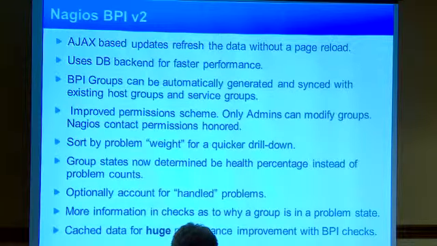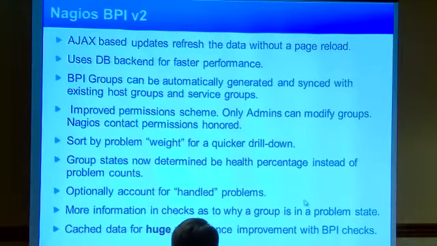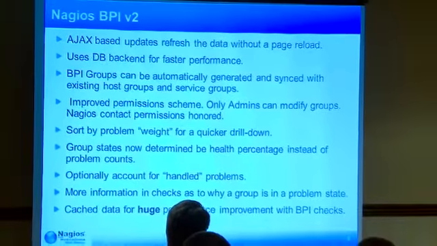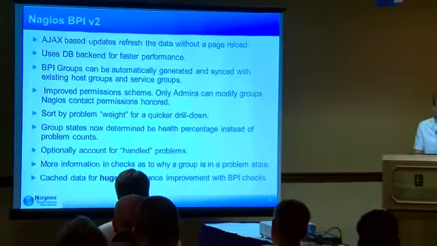Another new key feature for Nagios XI 2012 is Nagios BPI version 2. Some of the key features: it uses AJAX updates to continually refresh your data. So if you're viewing your business processes and you want to expand them, the data will continually refresh without ever having to reload the page. It uses the database backend, unlike the first one, which parsed the status file. So it's less overhead for CPU, and generally faster performance.